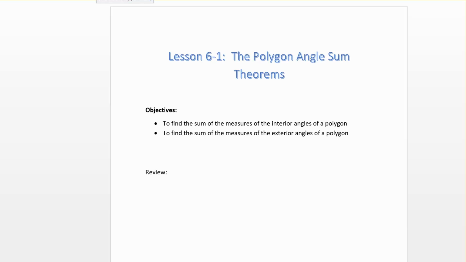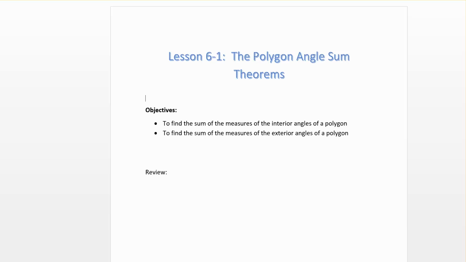All right, today we're going to look at lesson 6.1 called the Polygon Angle Sum Theorems. And our objectives are to find the sum of the measures of the interior angles of a polygon, as well as find the sum of the measures of the exterior angles of a polygon. But before we do that, we need to do a little bit of review on triangles.